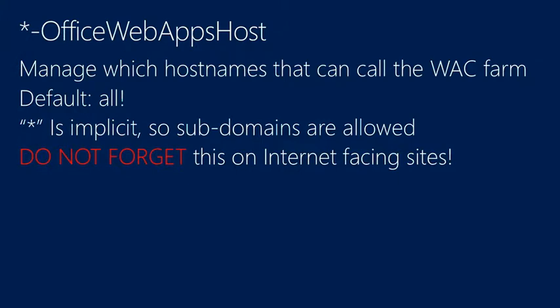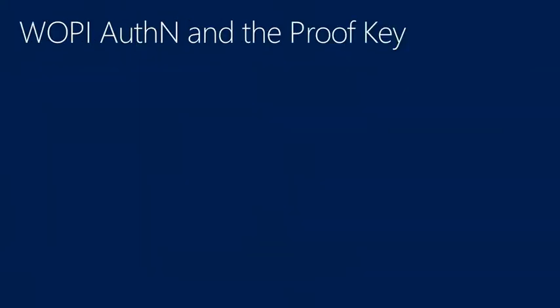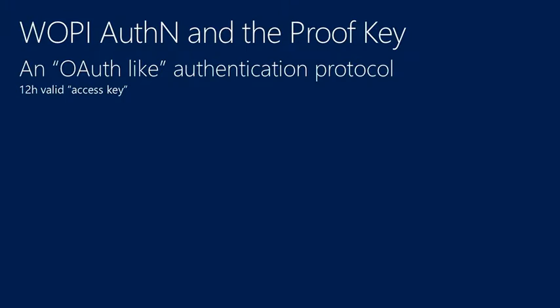A couple of things about the WOPI authentication and the proof key. When you have the WOPI frame and it calls into the WAC server, it sends the URL and an access token. And this access token is valid for 12 hours. So a man-in-the-middle attack can actually take that access token and access your documents for 12 hours, that document for 12 hours. So that's a really good reason to use HTTPS in this case.